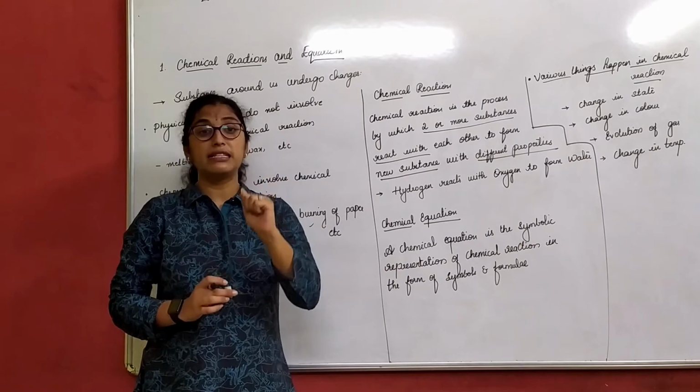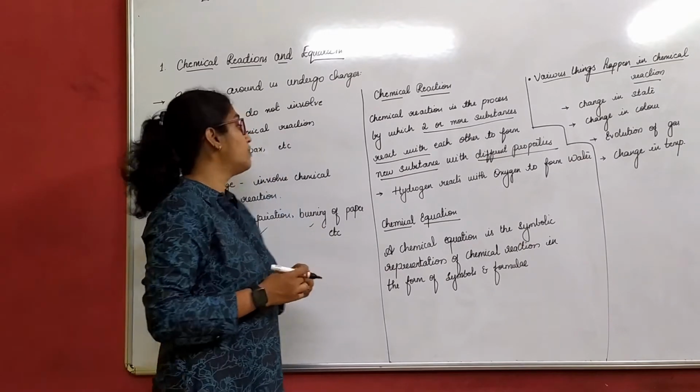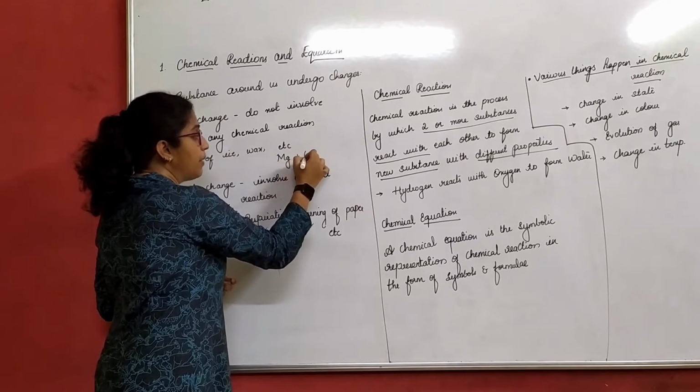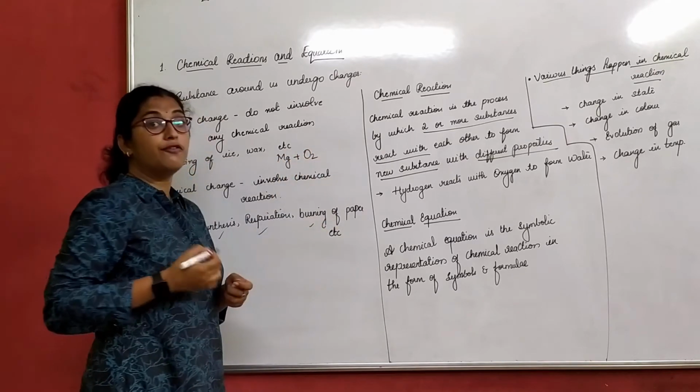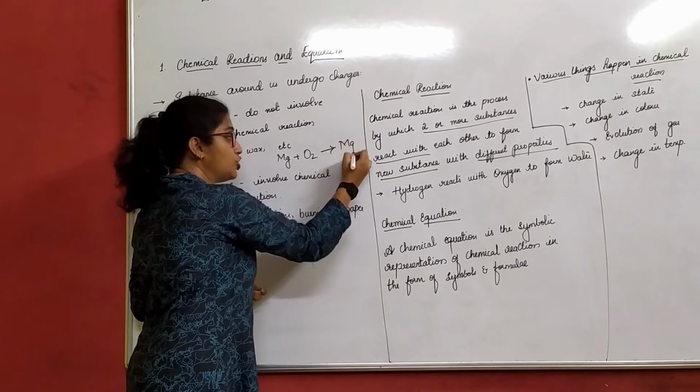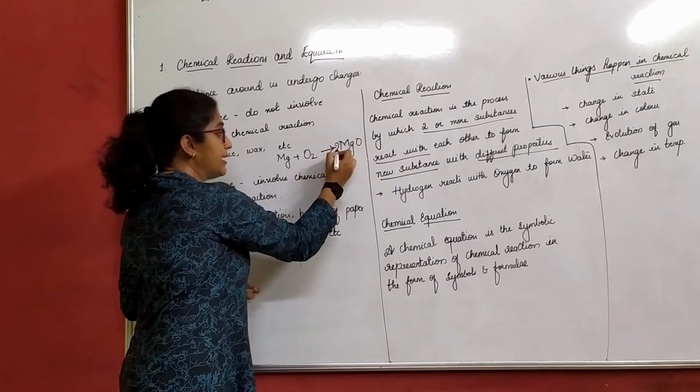Now the first example which I had taken in balancing of the chemical equation: I took a magnesium ribbon and I burnt that in the presence of oxygen. What was the new product formed? Magnesium oxide was formed. Correct?